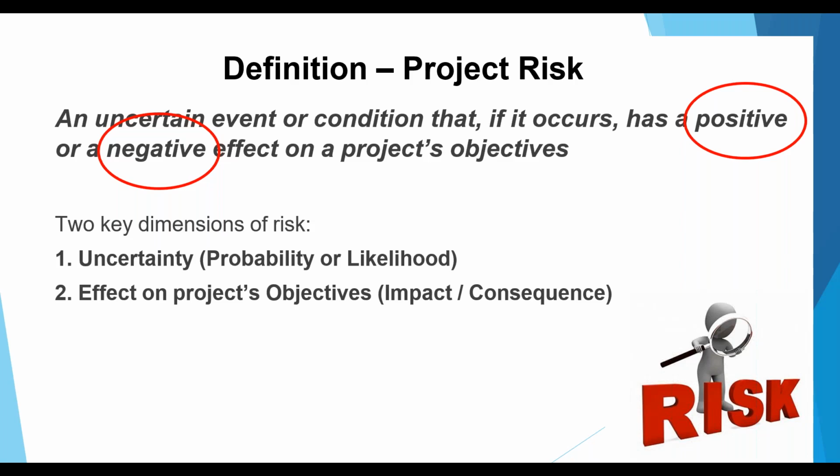So the uncertainty dimension may be described using the word probability and likelihood, as I mentioned earlier, and the effect may be called impact or consequence. Impact or consequence may be positive or negative to the project objective, either way. So the definition of project risk also covers uncertain events, which could have either negative or positive effects on project objective, as I mentioned earlier. And these are also called opportunities or threats.